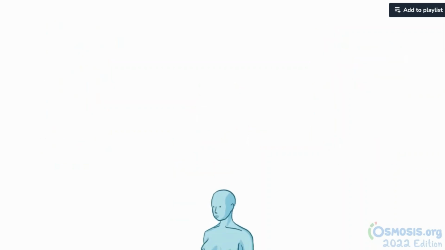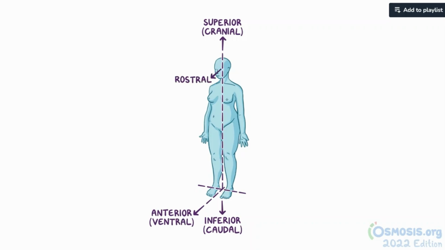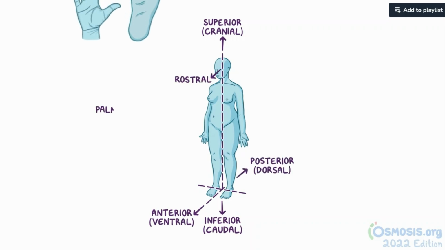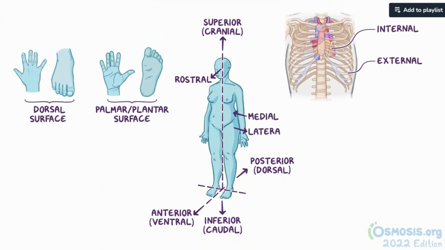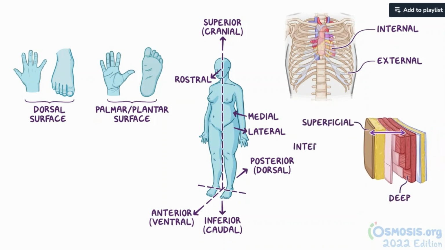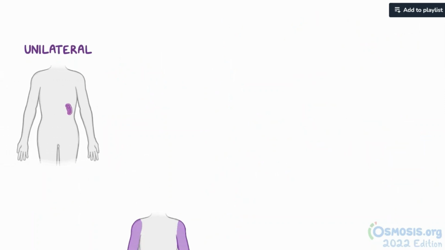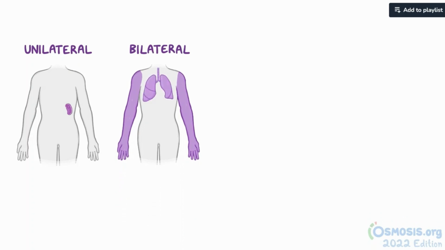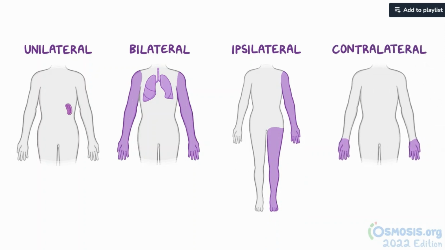There are also important terms of relationship in comparison of the body, including superior or cranial versus inferior or caudal, anterior, ventral, or rostral versus posterior and dorsal, palmar, plantar, and dorsal surfaces, external and internal, medial and lateral, superficial, deep, and intermediate, and proximal and distal. We also have body parts that are unilateral, like the spleen, and others that are bilateral, like the limbs or the lungs. Some structures can be ipsilateral to one another on the same side, while others are contralateral or on the opposite side.